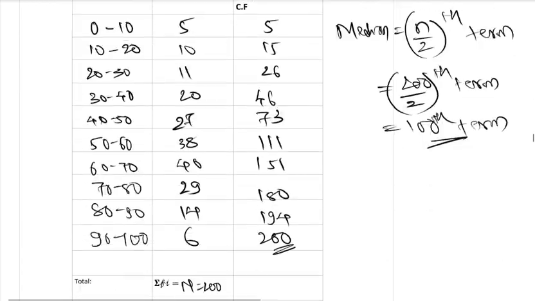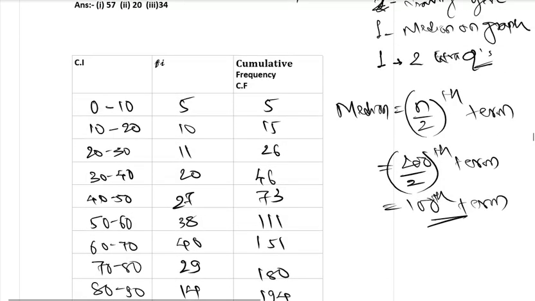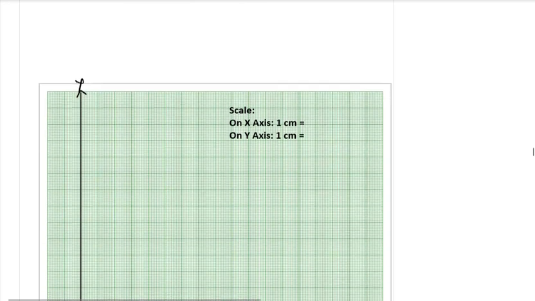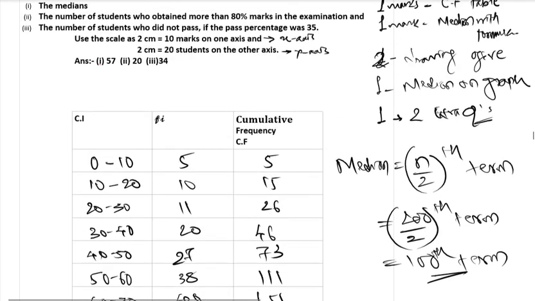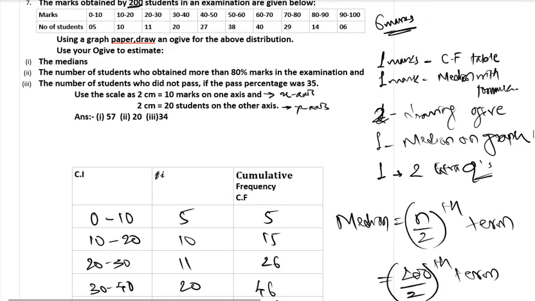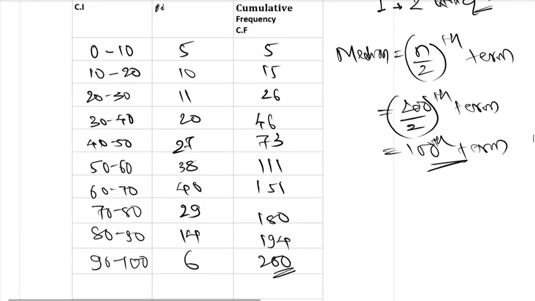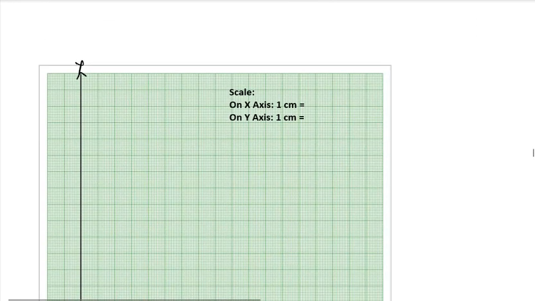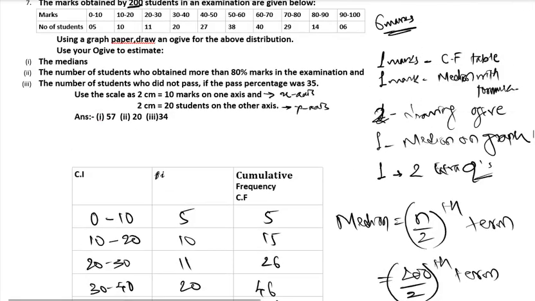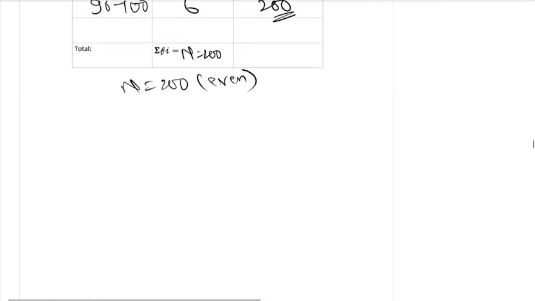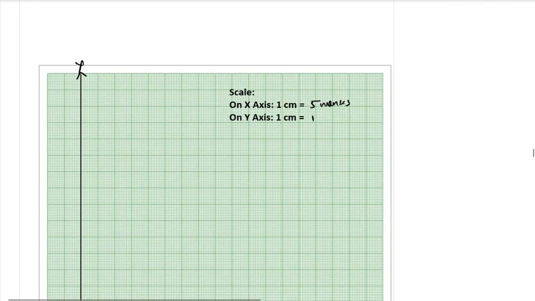Okay, so let's plot the upper limits of the class intervals versus the cumulative frequencies. Now, first we have to choose the scale, which they've already given. They've taken 2 centimeter is equal to 10 marks on x-axis. So 1 centimeter will be equal to 5 marks on x-axis. And on y-axis, they have taken 2 centimeter is equal to 20 students. That is, 1 centimeter is equal to 10 students. Same thing.